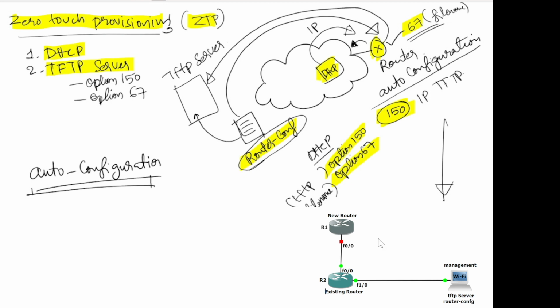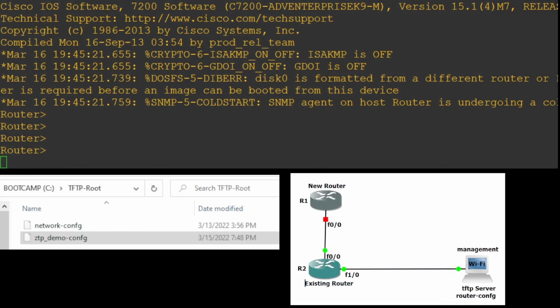I have my TFTP done with SolarWinds, and I kept a file. Let me pull up the root directory of SolarWinds in a moment. So over here I have the TFTP root folder. I do have a file called ZTP_demo-config. That's the file I'm supposed to take to the new router automatically.